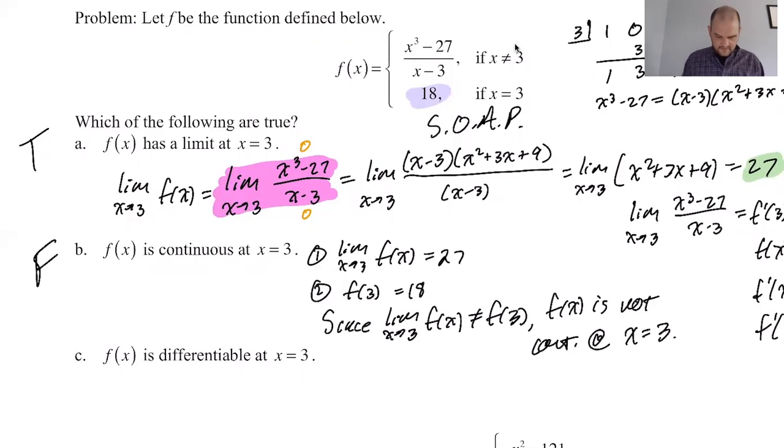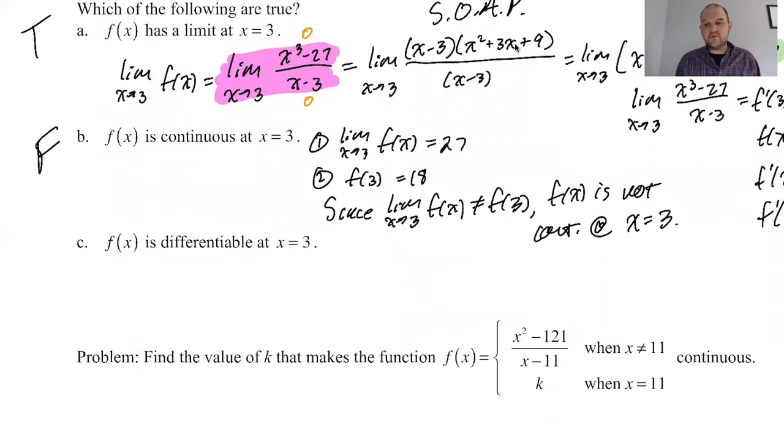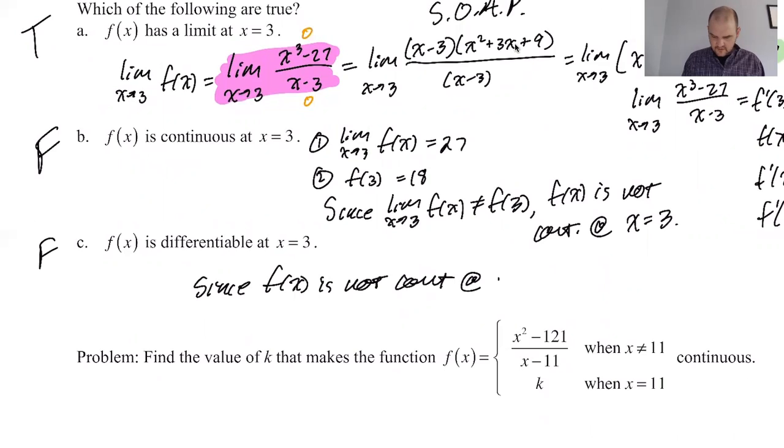So this is false. And then, f of x is differentiable at 3? No way, right? We just said that the function is not continuous at 3. So this is false. And since f of x is not continuous at x equals 3, f of x is not differentiable. I should have used different colors all the way through, you know, to help you distinguish the work for various parts, but didn't.